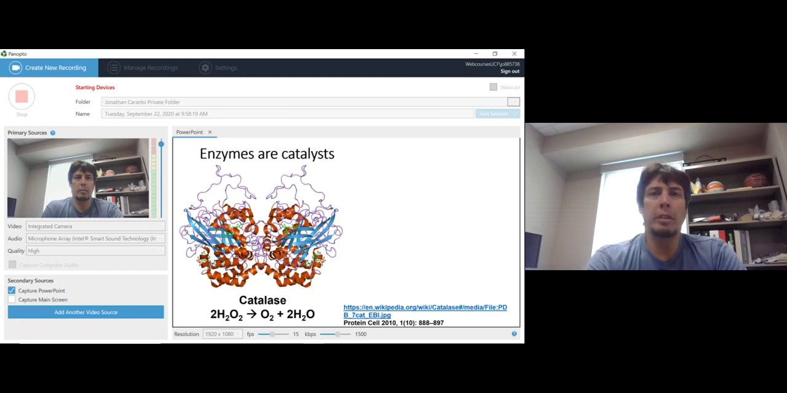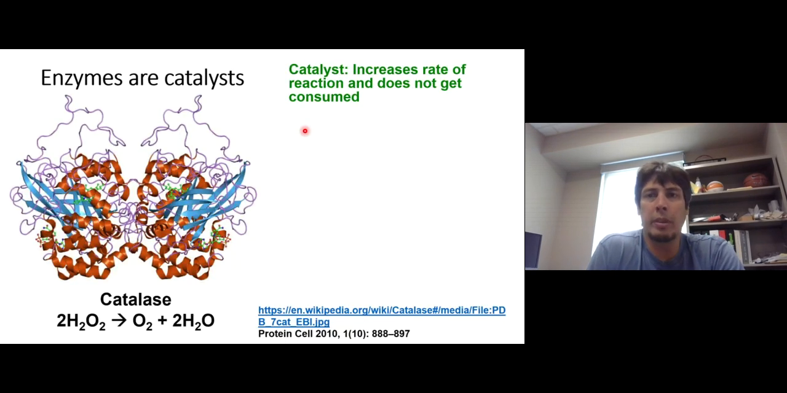In this module, we're going to be discussing enzymes. Enzymes control and mediate most of the chemistry within the cell, and the chemical transformations within. So enzymes are catalysts, and they're protein-based catalysts. We've been discussing proteins already in the last module, but they also perform chemistry. The definition of a catalyst is that it increases the rate of a reaction and does not get consumed.